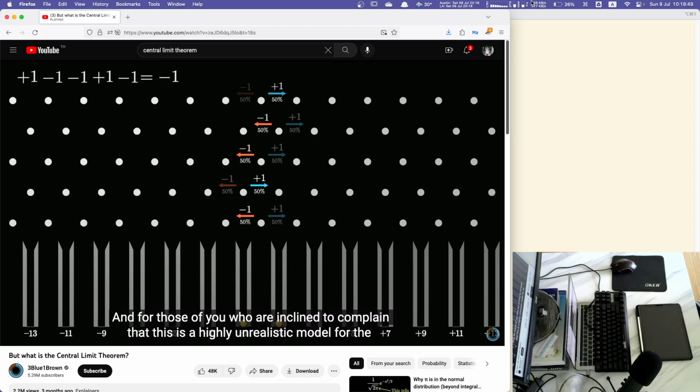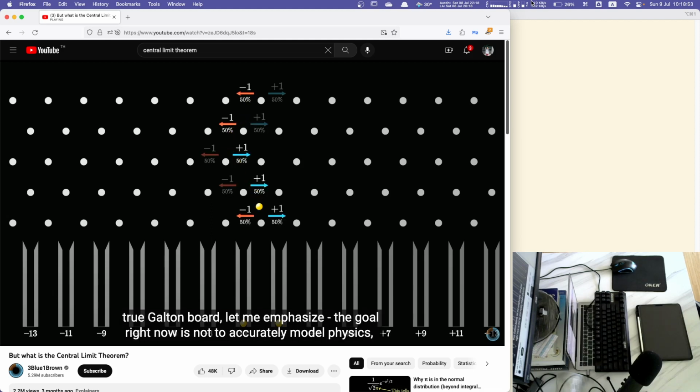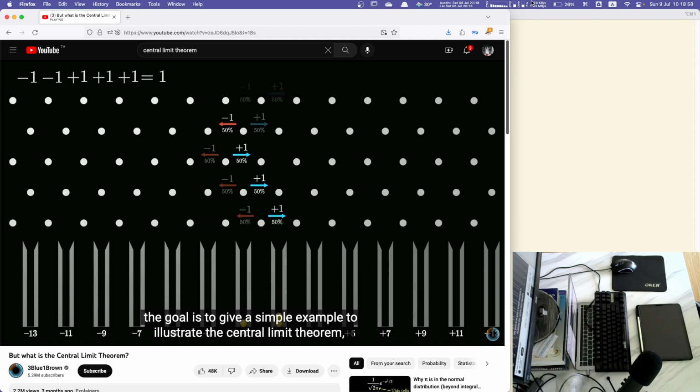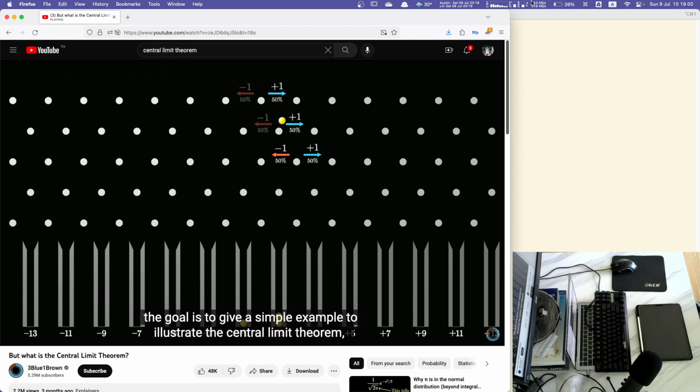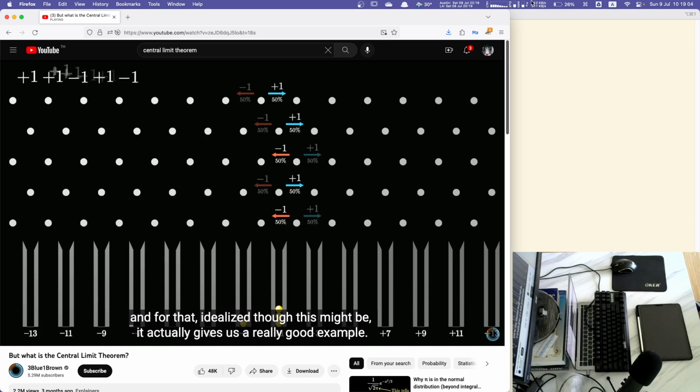And for those of you who are inclined to complain that this is a highly unrealistic model for the true Galton board, let me emphasize the goal right now is not to accurately model physics. The goal is to give a simple example to illustrate the central limit theorem. And for that, idealized though this might be, it actually gives us a really good example.